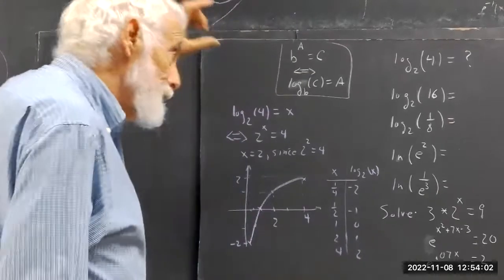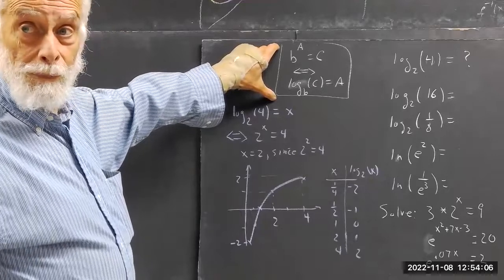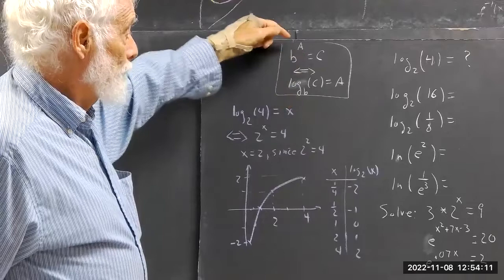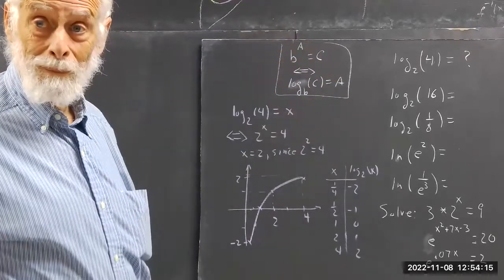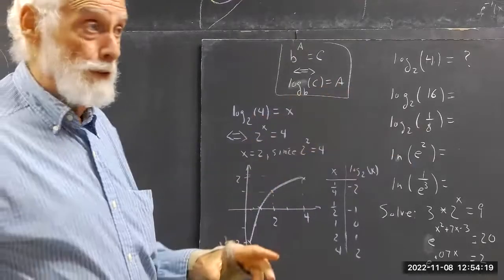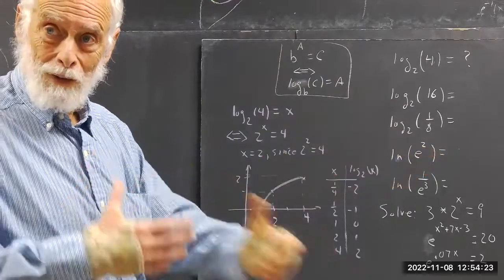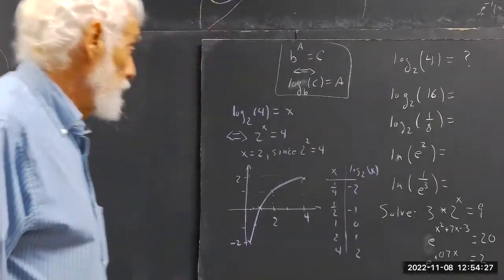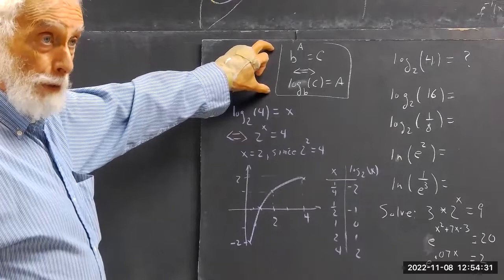Now, make very clear. Here are your equivalences. If A is x and C is y, that's just y equals b to the x. And the inverse function would then be log base b of x equals y. You just flip your x's and y's, and you have your inverse function relation. So this is just an expression of the inverse function relation.